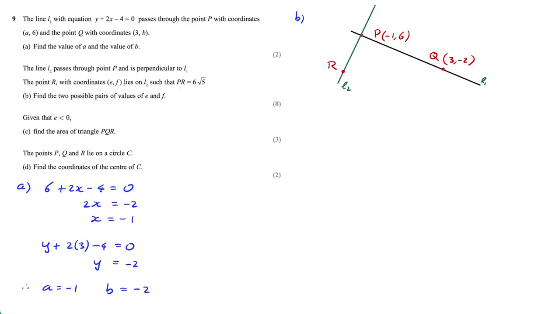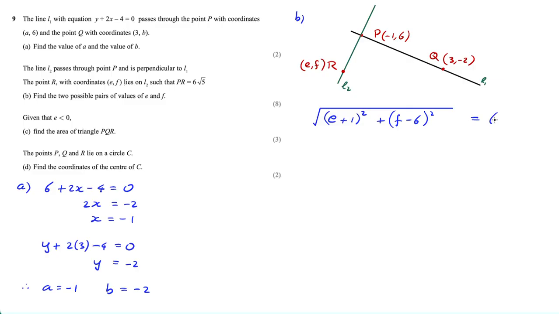So, okay, firstly, distance formula. So R at the moment is E, F. So the distance between those 2 points is 6 root 5. So we know the distance formula, guys, is this minus this squared. Let's actually go the other way around. I'll go this minus this. So I'll have E plus 1 squared. And then this minus this. So plus F minus 6 squared. So that's the distance between those 2 points. And that must equal 6 root 5.